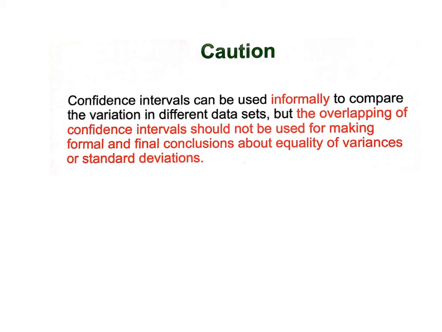Okay, one word of caution. I don't think this will affect us any, but just so you know, confidence intervals can be used informally to compare the variation in different data sets, but if the confidence intervals overlap, it should not be used for making final conclusions, because you're looking at two different data sets and you can't really tell equality of variances and standard deviations when you're looking at two different data sets or three different data sets, whatever the case may be. So just be careful when you're doing that. And I don't think that'll come into play for us.